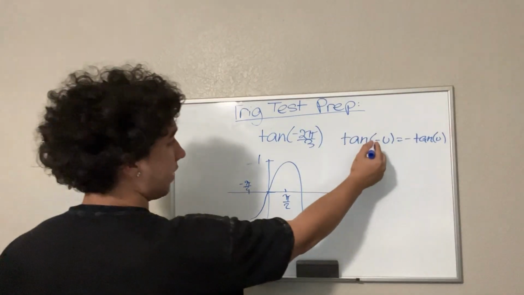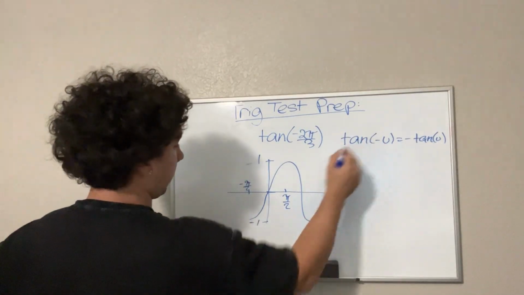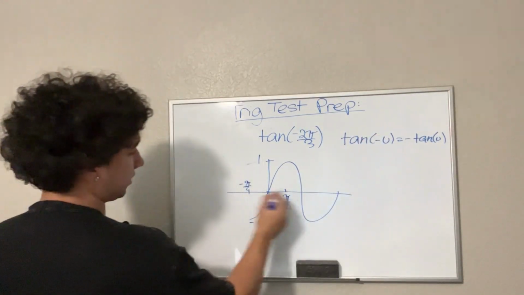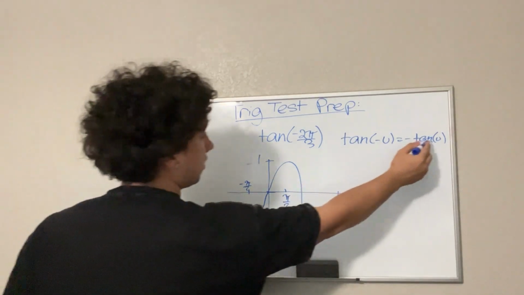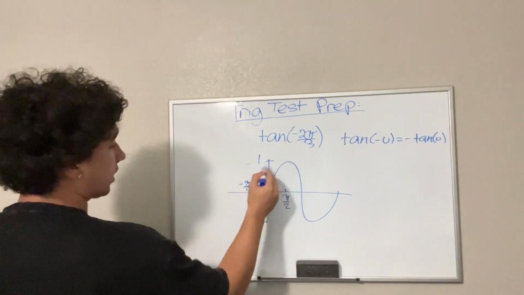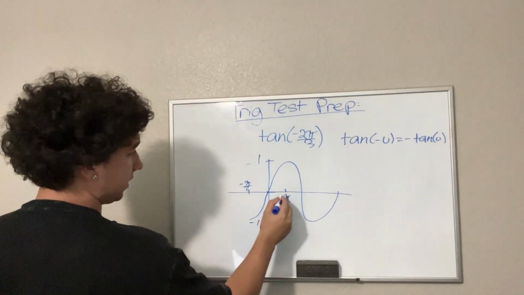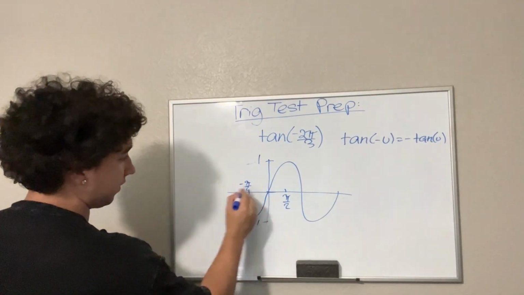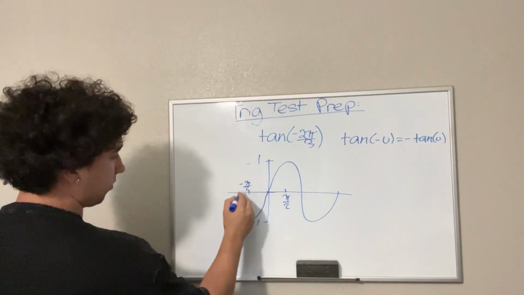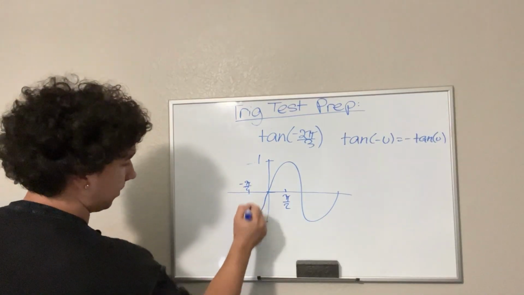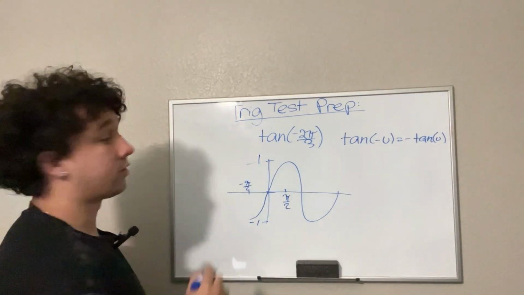In other words, whenever your u value, your theta value in this case, is negative, the value that you get, the actual function itself, flips signs. So in this case here, if it's positive, it stays positive. If it's negative, it stays negative. If the sign flips, if we go from negative to positive, this also flips, and vice versa the other way around.